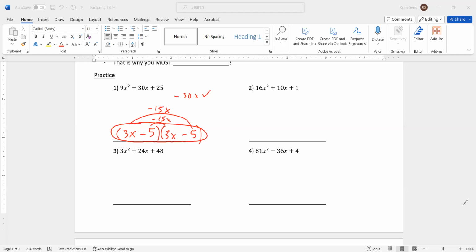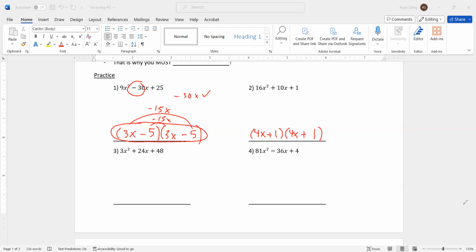Now, let's keep going just to make sure that you understand this. So 16x squared is 4x and 4x. Square root of 1 is 1. And then they're both positive because the middle term is positive. That's another thing that you can see. The sign has to be the same as the middle term if it's one of these special cases.